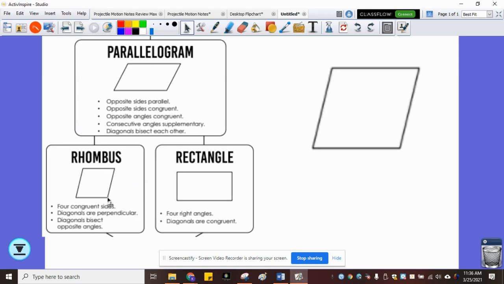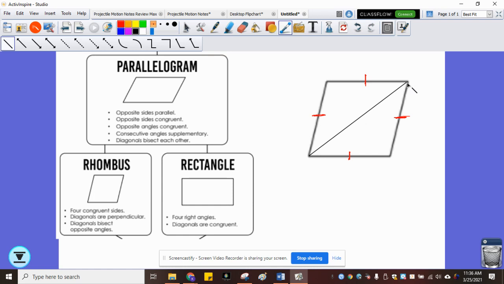So looking at your cheat sheet that is given today, remember a rhombus, all four sides have to be congruent. So here's a bigger rhombus. All four sides have to be congruent. The diagonals are perpendicular. So if I draw my two diagonals, this one and this one, they meet. Remember, perpendicular is a 90-degree angle.